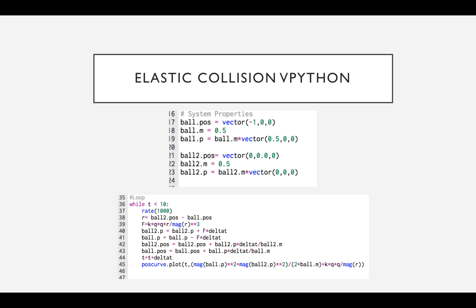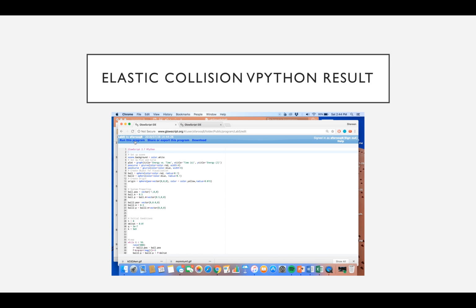Here is the VPython code for an elastic collision. The system properties were defined, including the position, mass, and momentum of the balls. Next, in the loop, the momentum and positions were updated for the objects. The net force was a derivative of Coulomb's law for particles. Finally, the kinetic energy of the system was plotted on a graph. Here's what the code looks like when it's run.